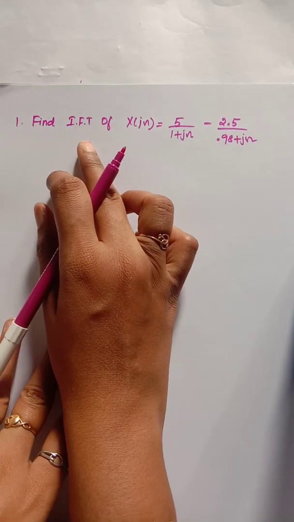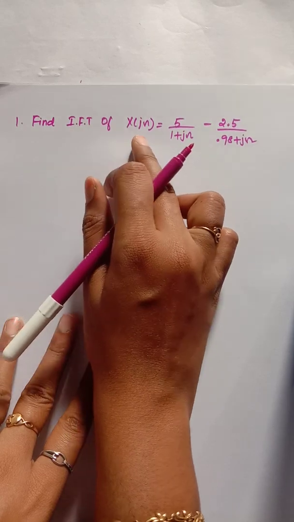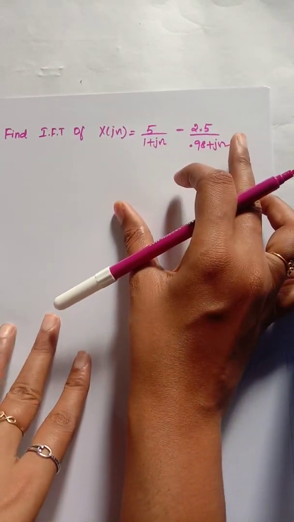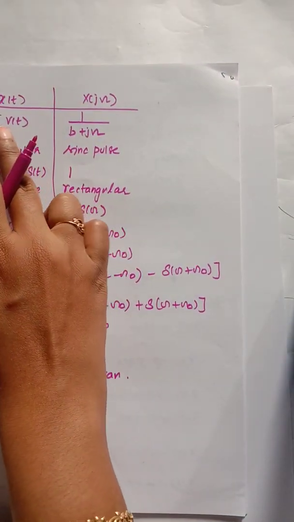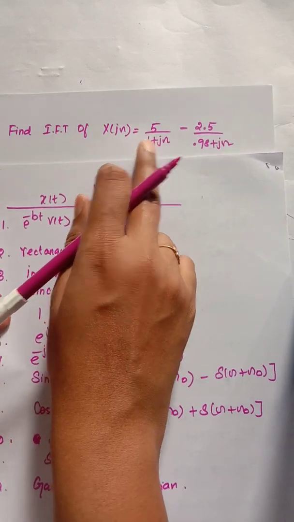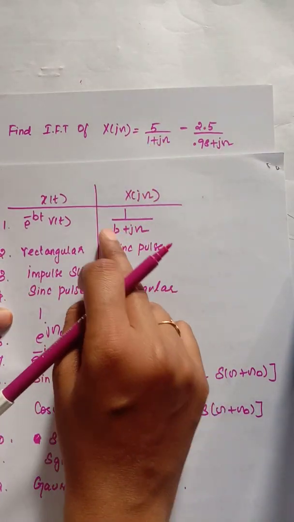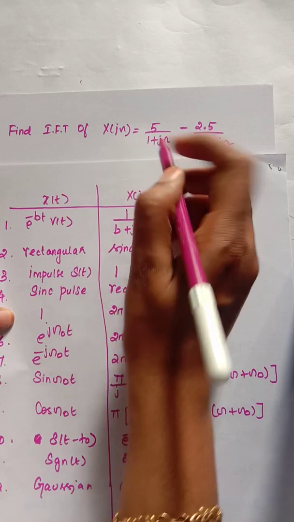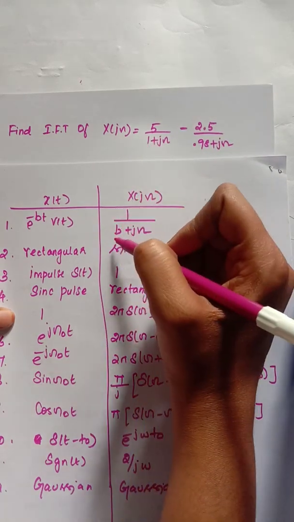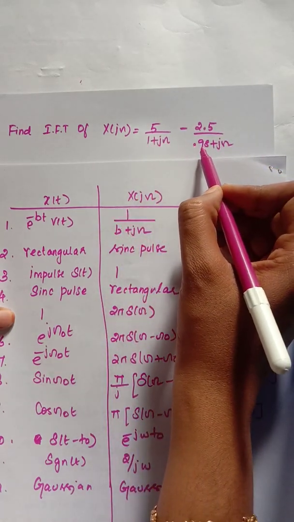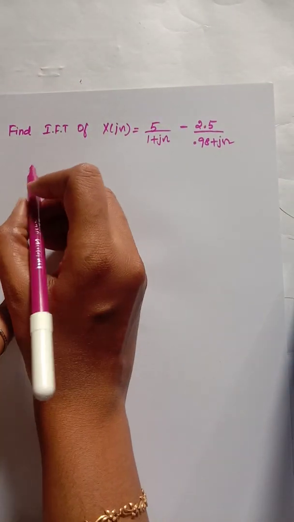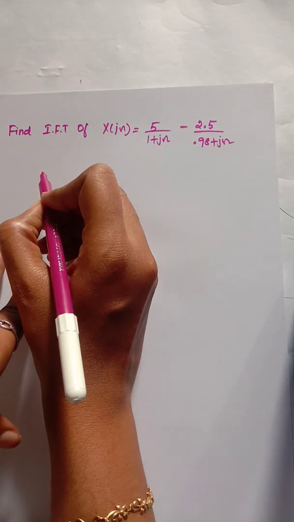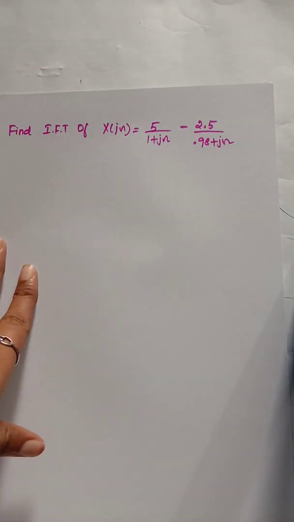Here, find the inverse Fourier transform of X of j omega, where X of j omega is given. When you correlate with the formula already found, 5 by 1 plus j omega is somewhat resemblant to 1 by b plus j omega. Here instead of b you have 1, and also here instead of b you have 0.98. So directly you can apply the formulas, otherwise you can apply the inverse Fourier transform formula.